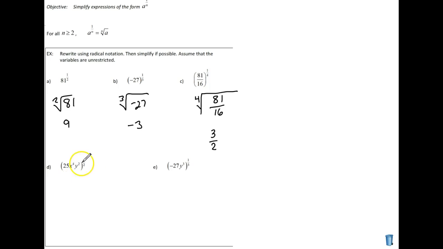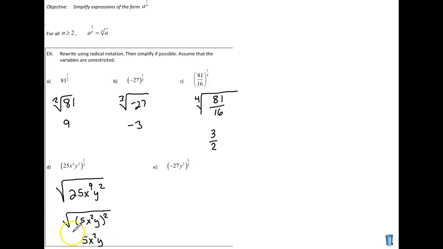Here we go again. 1/2 power means square root, and what I have here is 25 x to the 4th and y squared. Well, I could really write that as the square root of 5x squared y, quantity squared. So I'm looking at the square root of something squared. And when I take the square root of something squared, that is going to give me a 5x squared and a y.